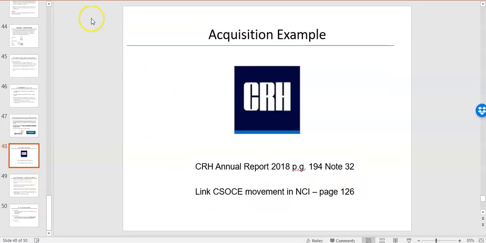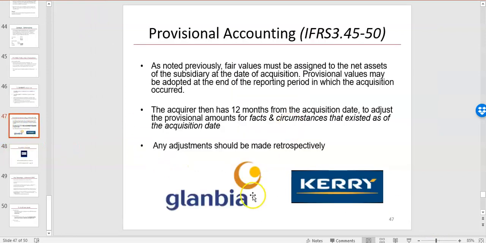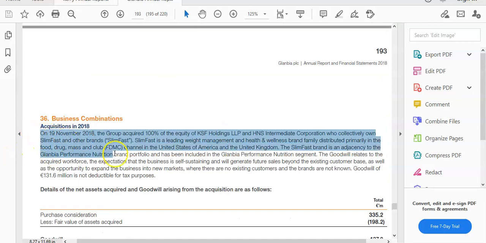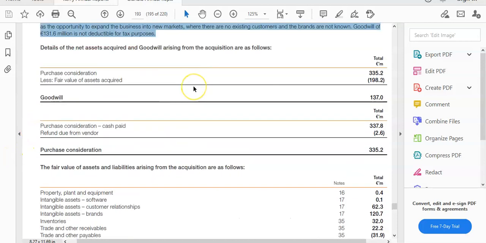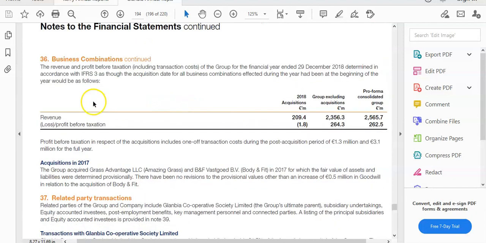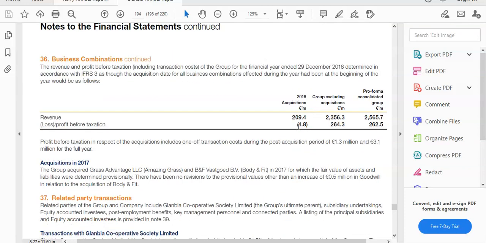So you can have a look. CRH is a good example. I showed you that before. And also the Glanbia one in terms of the acquisition of SlimFast is another good example. Particularly look at the level of detail. Right? If you look at the acquisition here, it gives you information on the background, all the detail of the assets, liabilities, consideration, and then it continues on all the impact in terms of the profit or loss and the revenue for each of the years. So there's a lot of acquisitions that occur to give you an idea of what goes on.